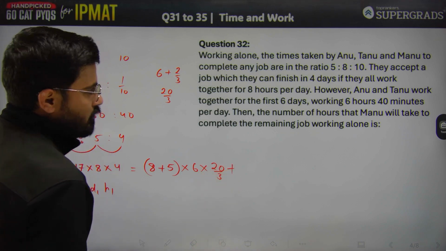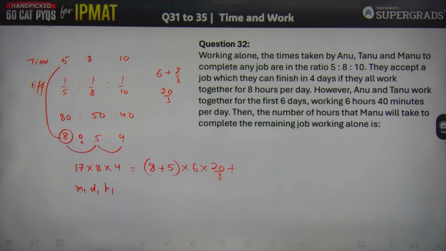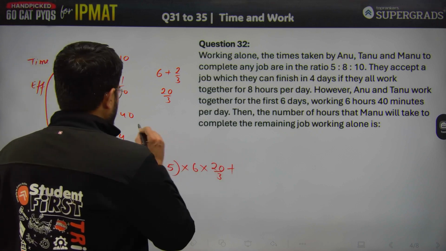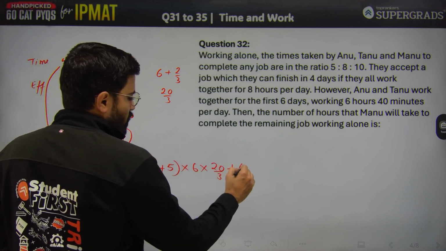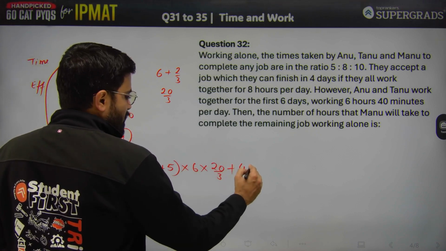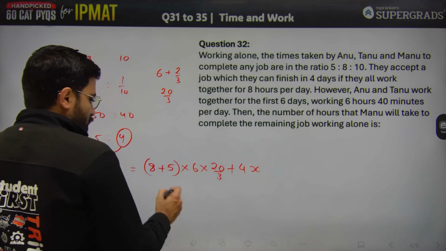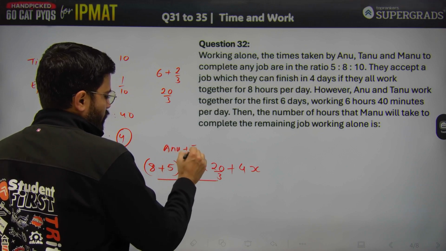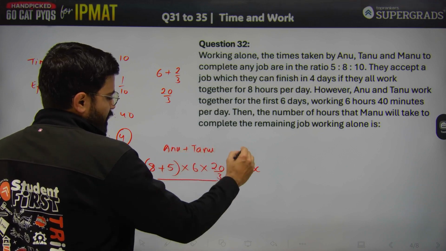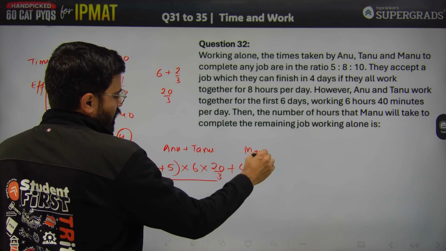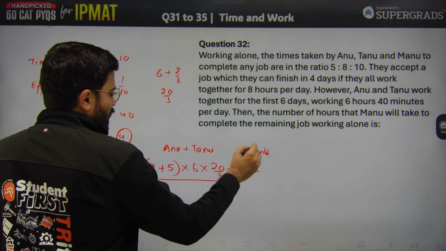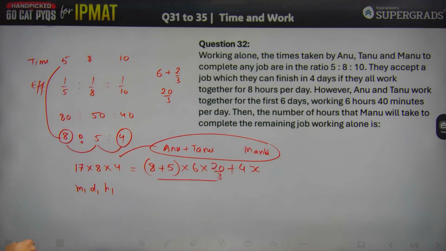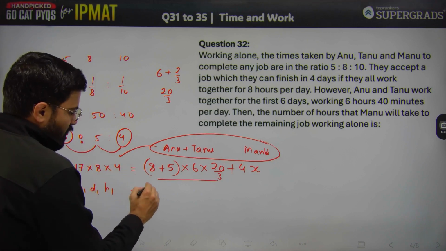plus the number of hours Manu will take to complete the remaining job. So here the efficiency of Manu is 4 and the number of hours Manu will take is X. So this is the work done by Anu and Tanu together, and this is the work done by Manu, and all of them working together complete the given work which was given earlier.